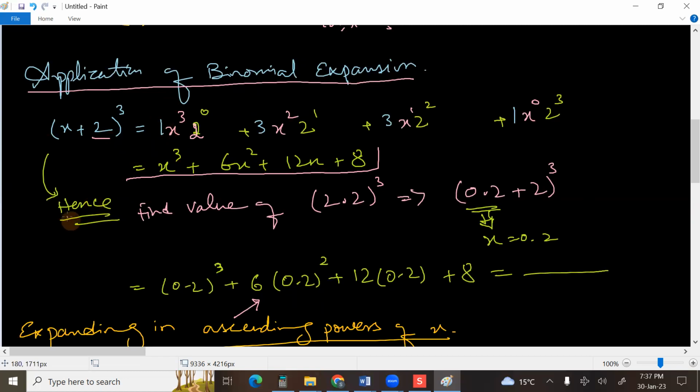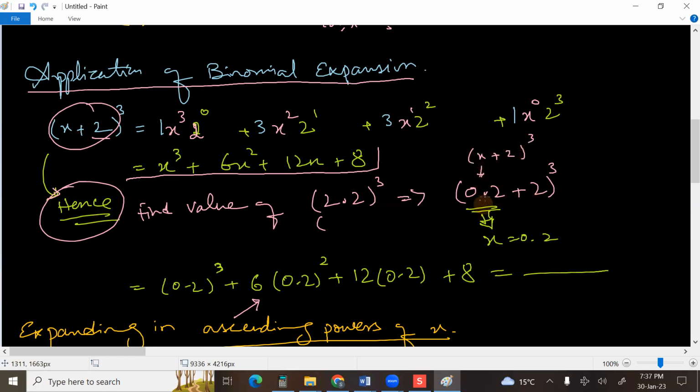But if we have to use this, hence is an important command term. When the examiner says hence, it means you have to use the previous result. If you are going to find the value of 2.2 whole cubed, and you have to use your previous result, what does it mean? Can I break 2.2 as 0.2 plus 2?